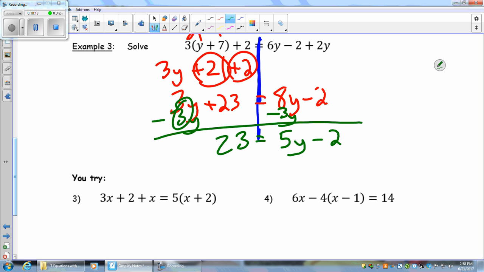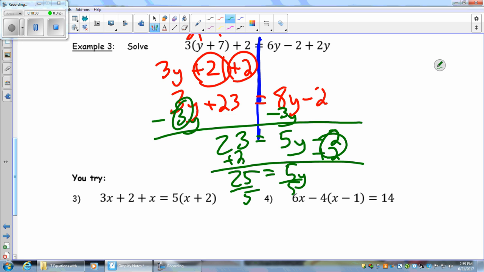Now, what type of equation is this? It's a two-step. Let's add 2 on both sides. And I end up getting 5y is 25. Divide both sides by 5. And I end up getting y is 5. Okay? So after all that work, I got y is 5. So pause the video. Try these two. Number 4 is really, really tough with the signs, so please be careful there. And then unpause it when you think you're good.